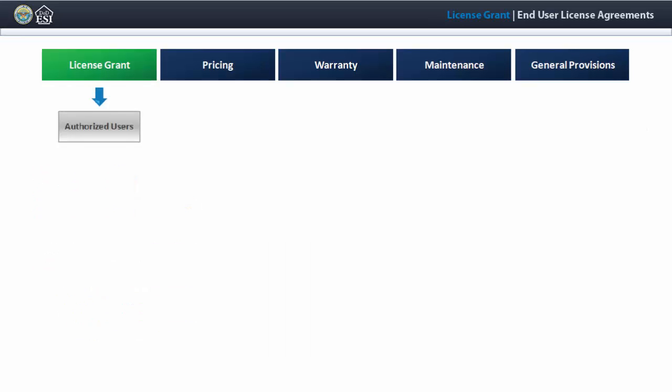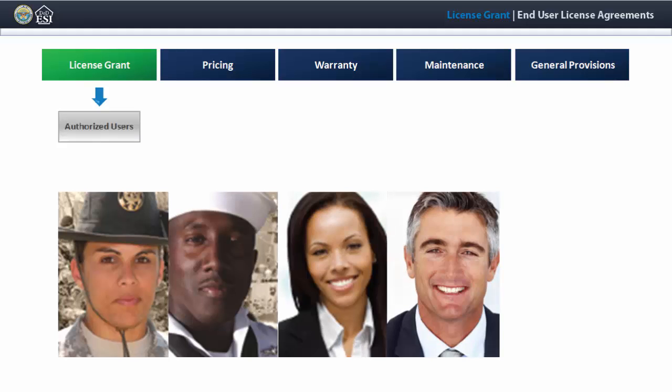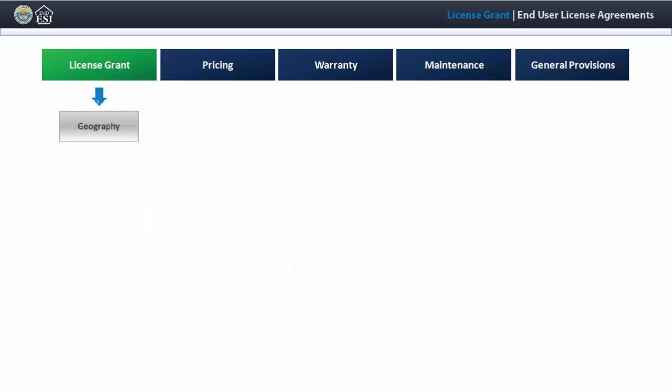The authorized users need to be clearly and fully identified. Authorized users may include military, reserves, civilians, contractors supporting the government, and coalition forces. Be sure to not limit the description of the intended users. The EULA should not restrict the government's right to transfer the license to any other organization within the Department of Defense, known as affiliates of the original licensee.